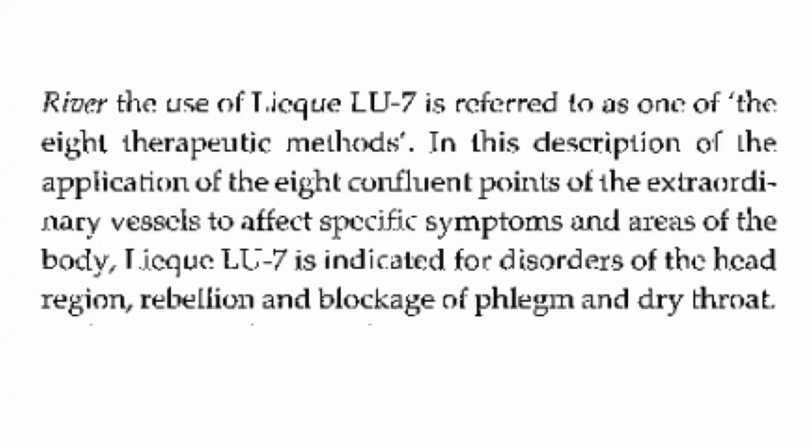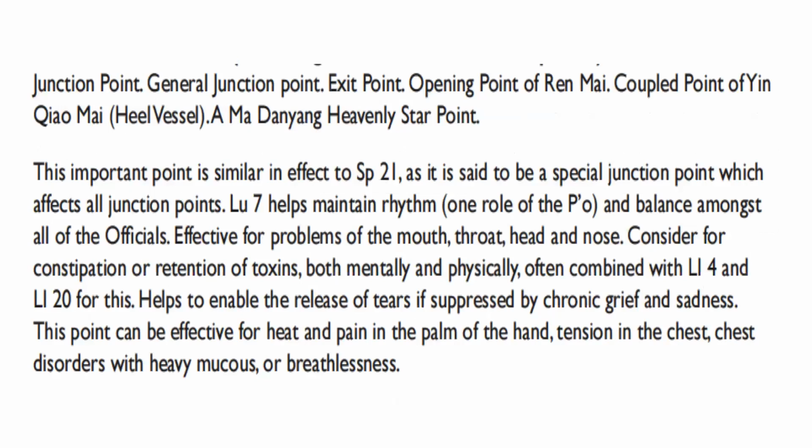In the Ode of the Obstructed River, the use of Lung 7 is referred to as one of the 8 therapeutic methods. In this description of the application of the 8 confluent points of the extraordinary vessels to affect specific symptoms and areas of the body, Lung 7 is indicated for disorders of the head region, rebellion, and blockage of phlegm and dry throat. Lung 7 is the confluent point, exit point, opening point of renmai, coupled point of yin qiao mai, the heel vessel.